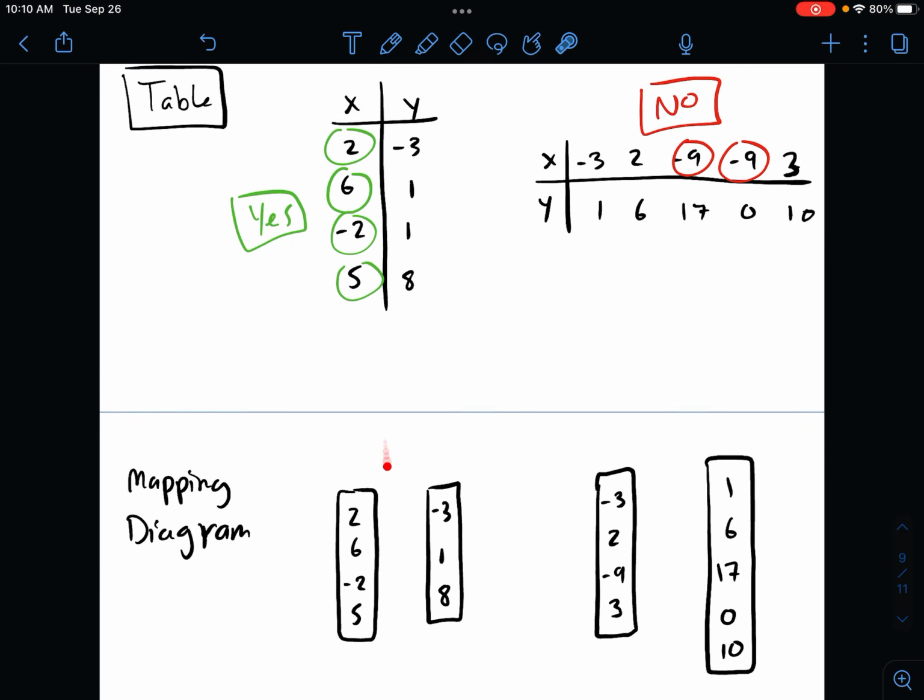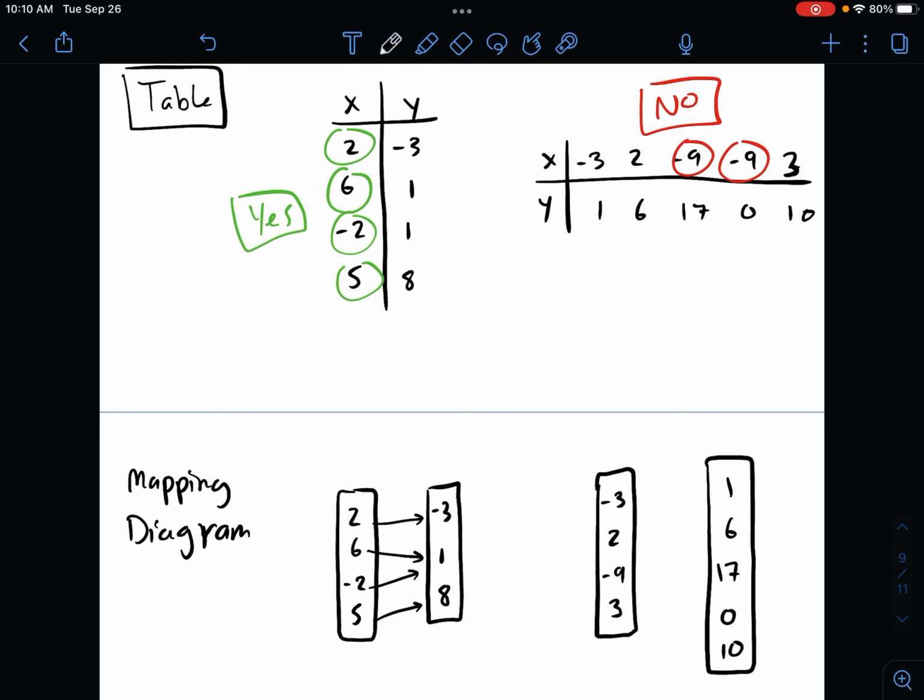So I'm again taking the same information that we've been using and putting it into these mapping diagrams here and here. In the first mapping diagram, the way that you do this is you draw from an x value to a y value. So I see in the first point here, we've got 2, -3. So I'm going to draw an arrow from the 2 to the -3. Then I see that I have 6, 1. So I'm going to draw an arrow from the 6 to the 1. Then I see I have -2, 1. So I'm going to draw an arrow from the -2 to the 1 as well.